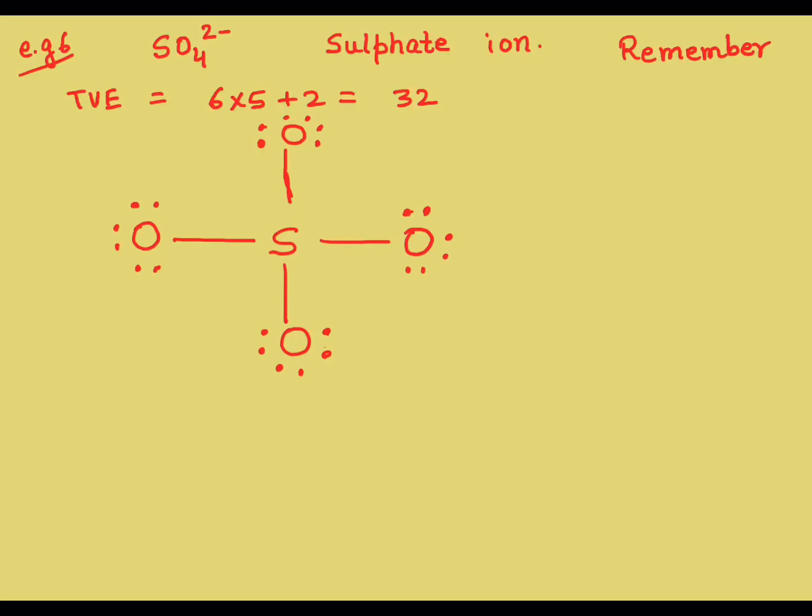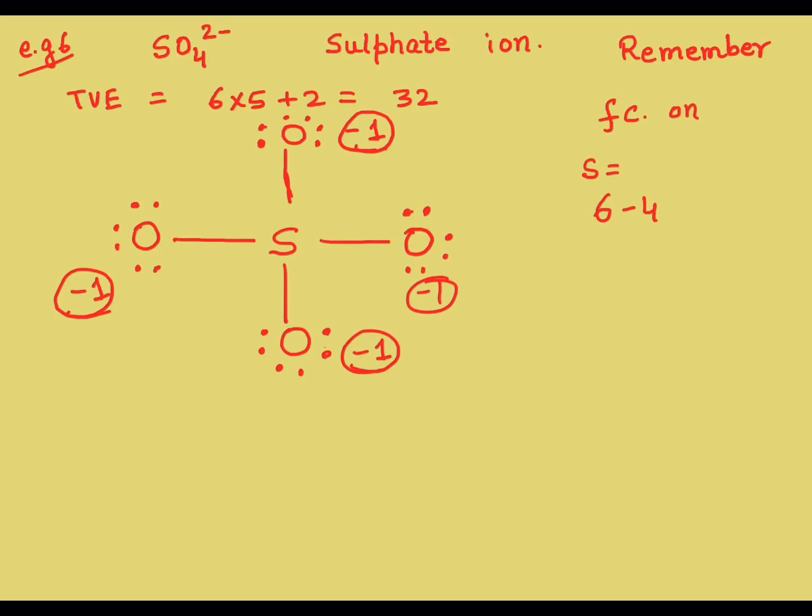Are we done? No. We are not done. So what do we have to do? We have to find the formal charge. So what will be the formal charge of oxygen in each of these cases? Perfect. Each one of them is forming one bond. So it's -1, -1, -1 and -1. See, it's becoming so quick. Okay, what about the formal charge on sulfur? 6 valence electrons, 4 bonds, no lone pairs.